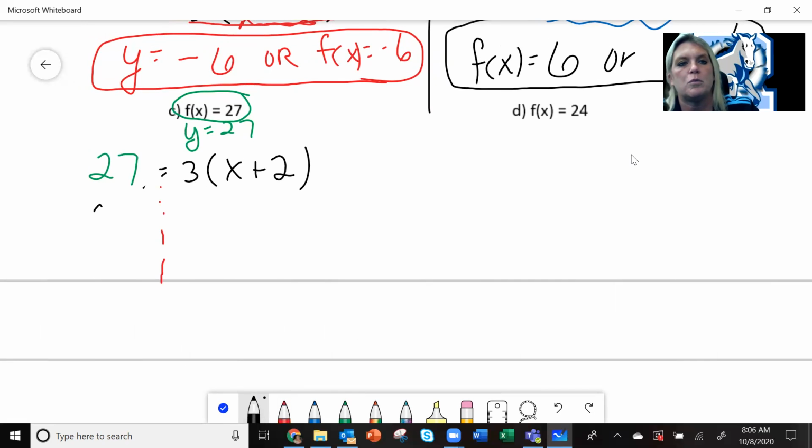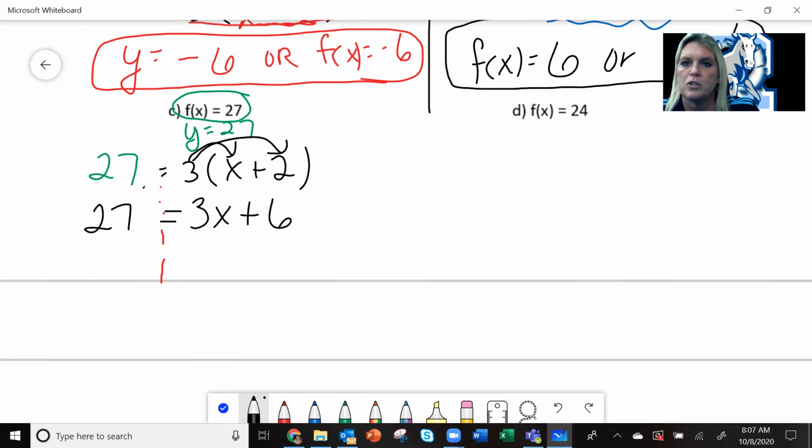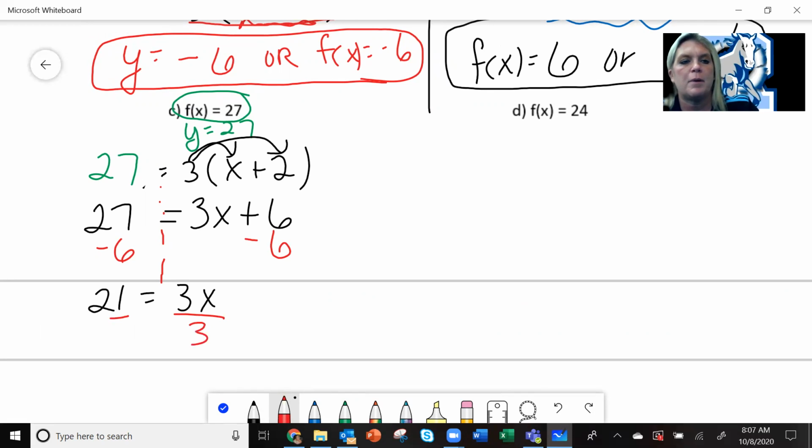So I bring the 27 down. 3 times x is 3x. 3 times 2 is 6. So you do the distributive property first. Now I subtract 6 from each side. I get 21 equals 3x. I divide each side by 3. So my answer is x equals 7.